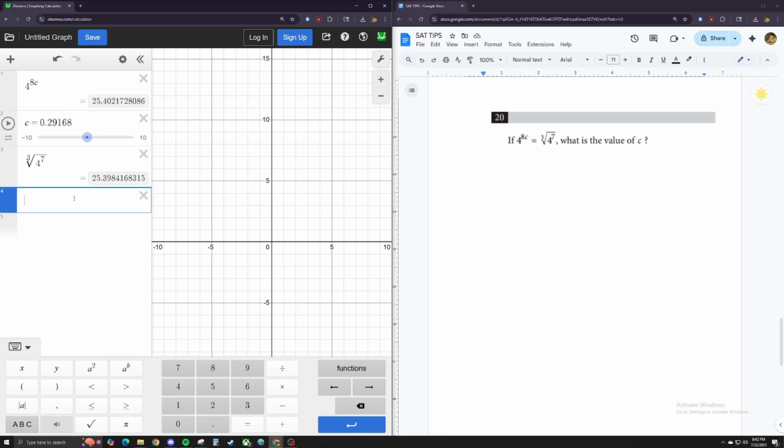As opposed to having to do all the slider business. 7 over 24 is 0.29166, which is exactly around what we found using Desmos. But it was way easier to just know how to do that with manual math instead of going to use Desmos.